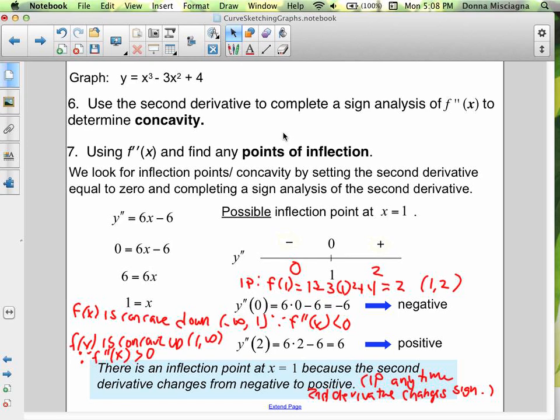So f of x is concave down from negative infinity to 1 because f double prime is less than 0, and f of x is concave up on 1 to infinity because f double prime of x is greater than 0. There's an inflection point at x equals 1 because the second derivative changes sign from negative to positive. There's an inflection point anytime the second derivative changes sign. To find the y value, just plug it into the original function. If we plug in 1 into x cubed minus 3x squared plus 4, we get 2. So (1, 2) is the inflection point.